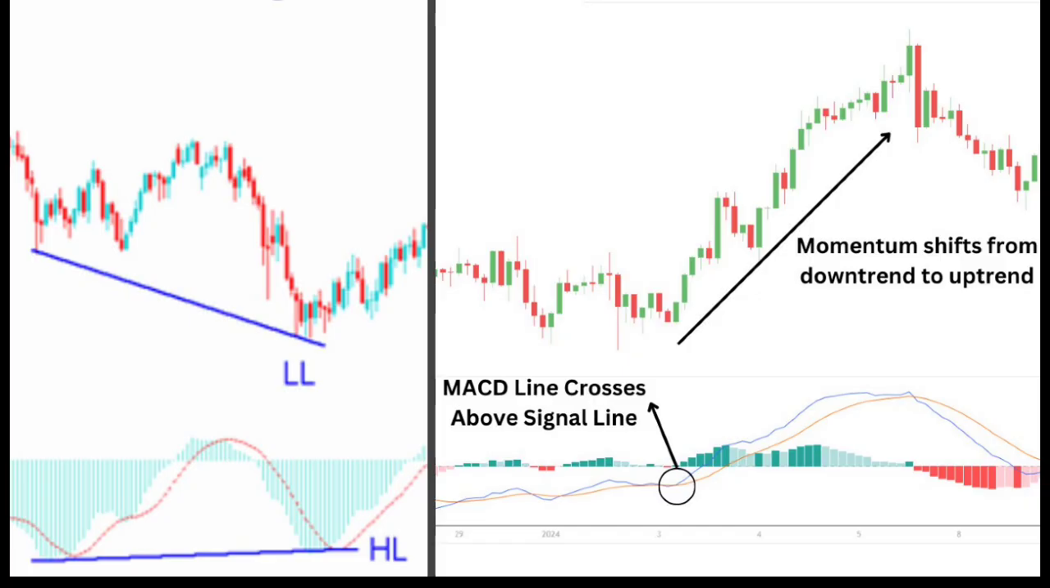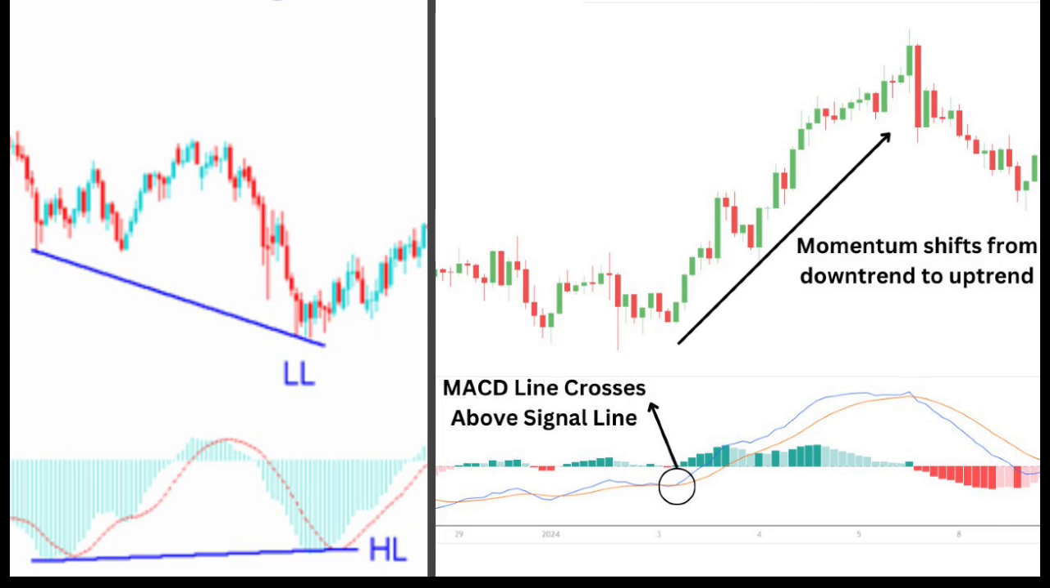Step 1. Identify the trend. Use a simple 200-period EMA on your chart. Price above equals macro uptrend. Price below equals macro downtrend. Step 2. Wait for the pullback retest. In an uptrend, wait for price to pull back towards the 200 EMA or a key support level.